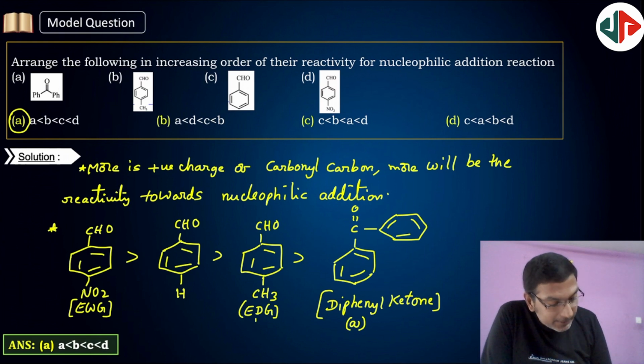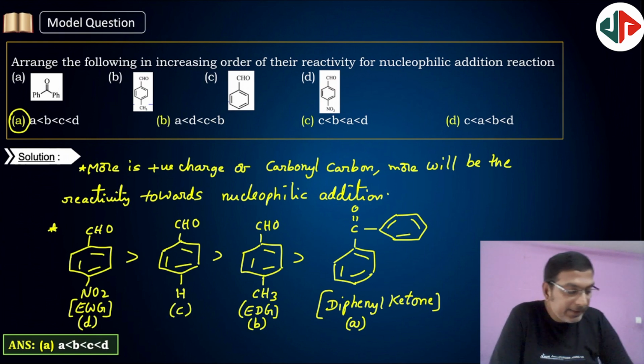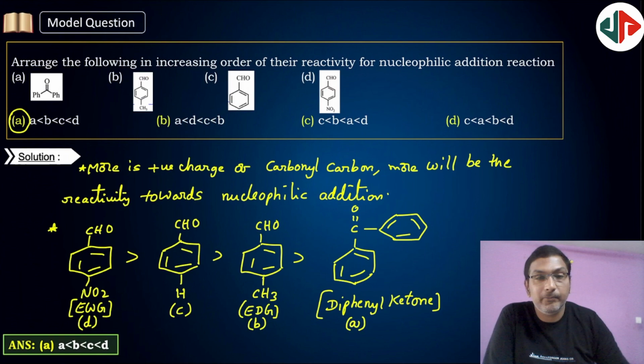CH3 is option B. Benzaldehyde is option C, and this one is option D. D, C, B, A is decreasing order. So A, B, C, D is increasing order. Next.